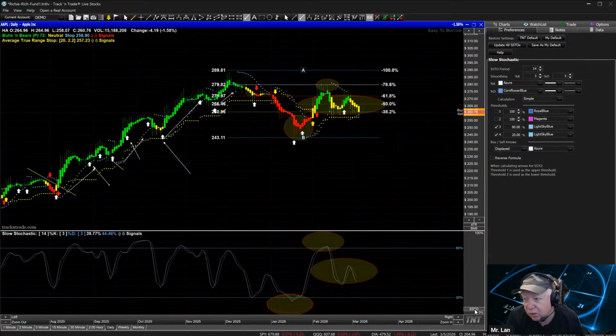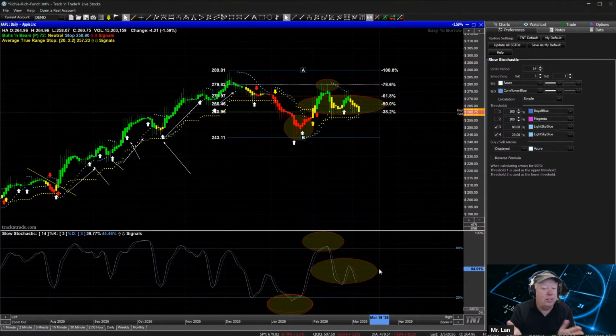So if we come back to stochastics, that's the nature of the beast. So these are all your settings, 14, 3, 3. We just use the defaults. That's how George Lane designed it. I actually talked to George Lane on the phone one time before he died. I didn't get to meet him in person, but I did talk to him on the phone once. So that's the stochastics. Stochastics RSI, basically the same thing.